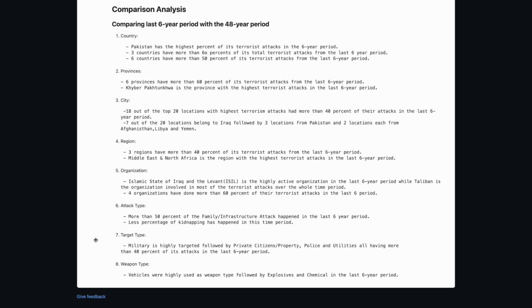All of these targets, that is military, private citizens, police, and utilities, have been classified as target type by more than 40% of their attacks in the last 6 year period. While going for the weapon type, vehicles were highly used in the last 6 year period.